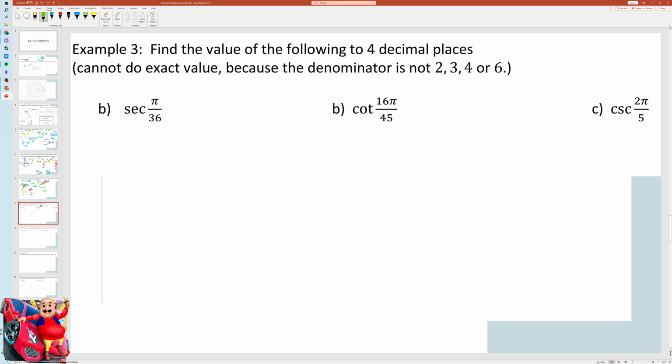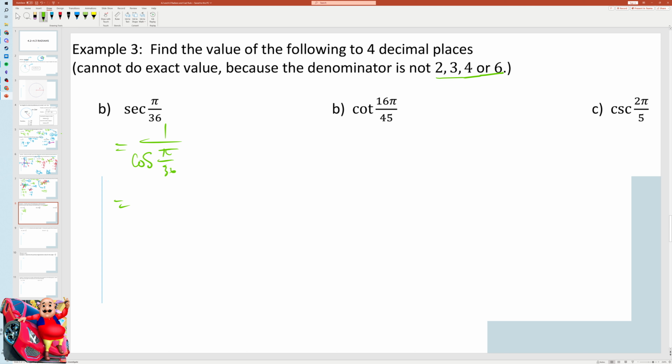Okay, keep going. These ones here, you're just going to grab a calculator. If we do not have a denominator of 2, 3, 4, or 6, once the ratio was reduced, we're out of luck. We grab a calculator and we go from there. So 1 over cosine of pi over 36. Honestly, once again, just grab a calculator.